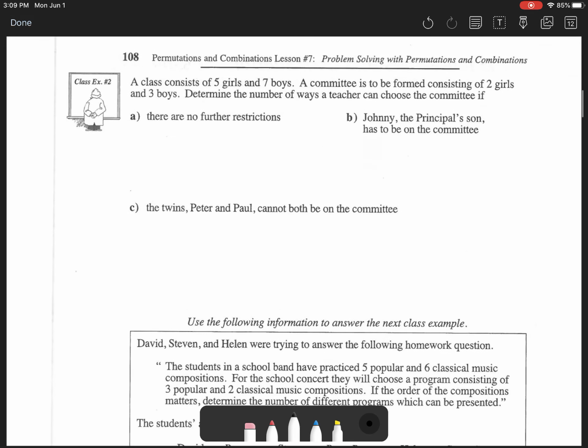Next page. A class consists of 5 girls and 7 boys. A committee is to be formed consisting of 2 girls and 3 boys.